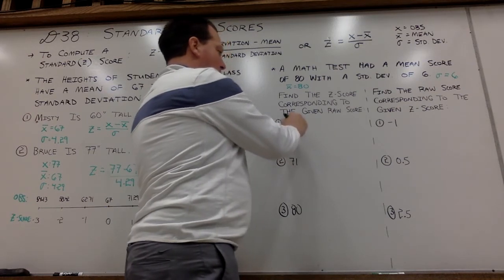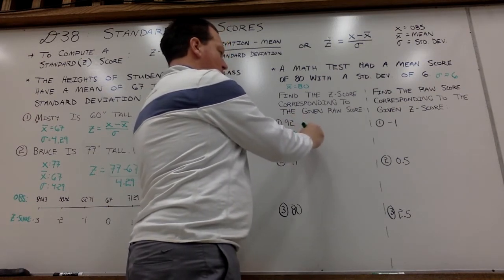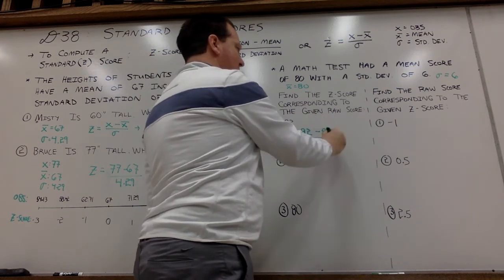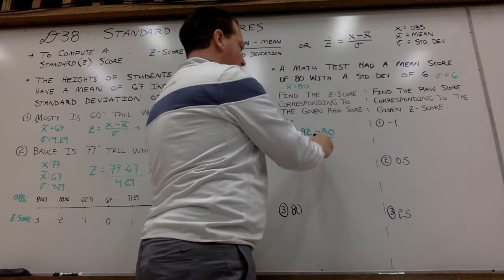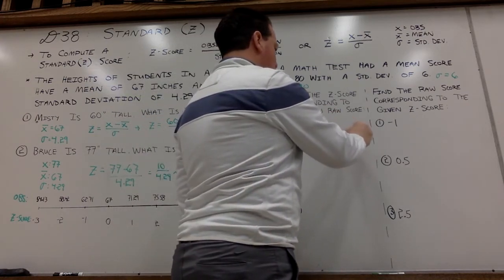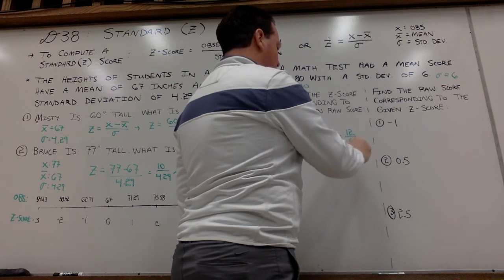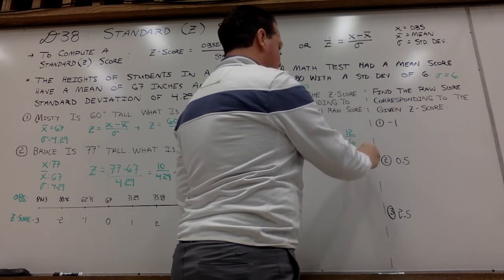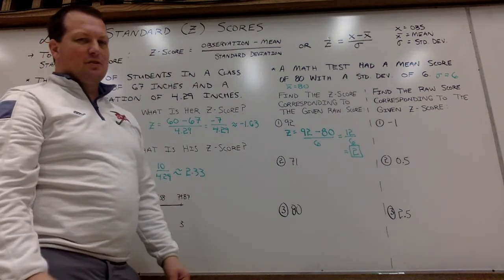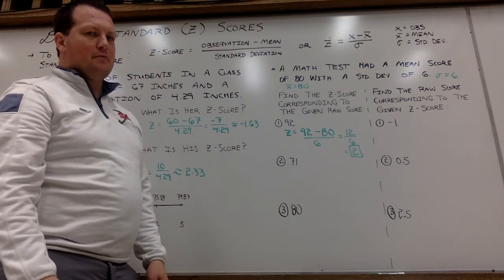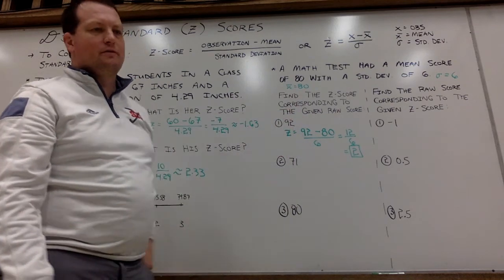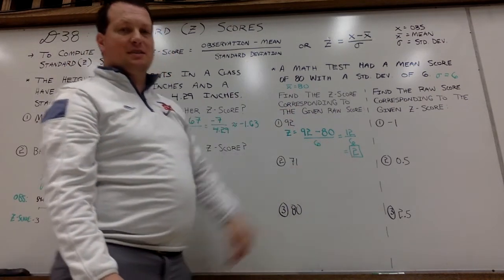So z-score will be my observation 92 minus mean 80 divided by standard deviation of 6. 92 minus 80 is 12. 12 divided by 6. This would be a z-score of 2. So this student would be 2 standard deviations above the mean. He would be above average because 92 is greater than the average of 80. So notice here it is a +2.